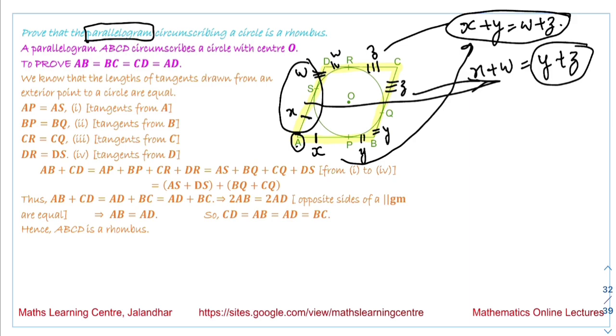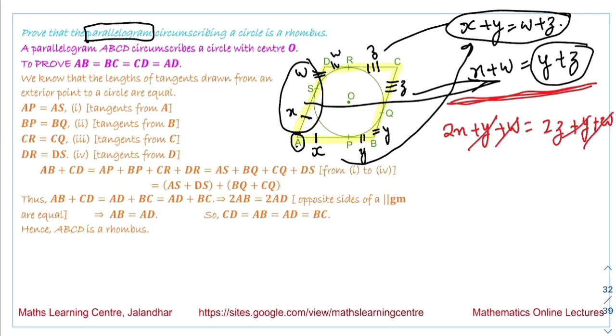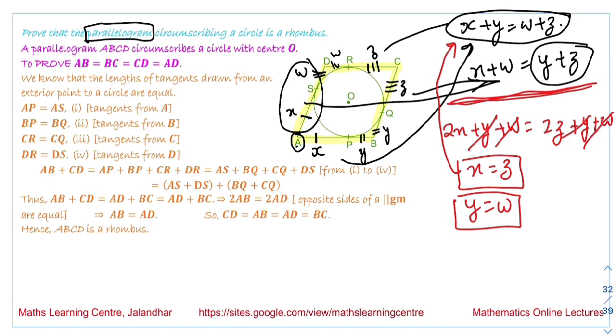Now if we add both these equations, we will get 2x plus y plus w is equal to 2z plus y plus w. These two get cancelled and we will get x is equal to z. Substituting this value in one of these equations, we will get y is equal to w. So in place of this y we can write it as w, and in place of z we are writing it as x.